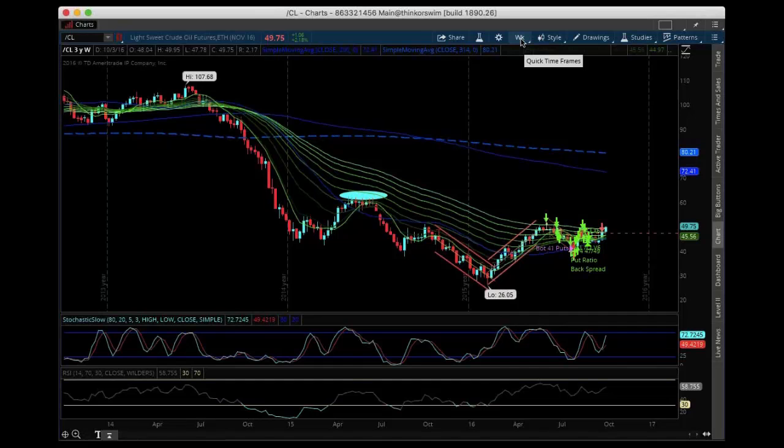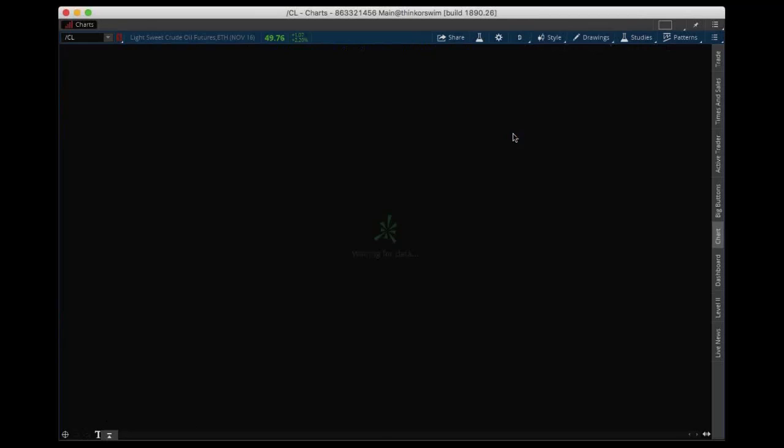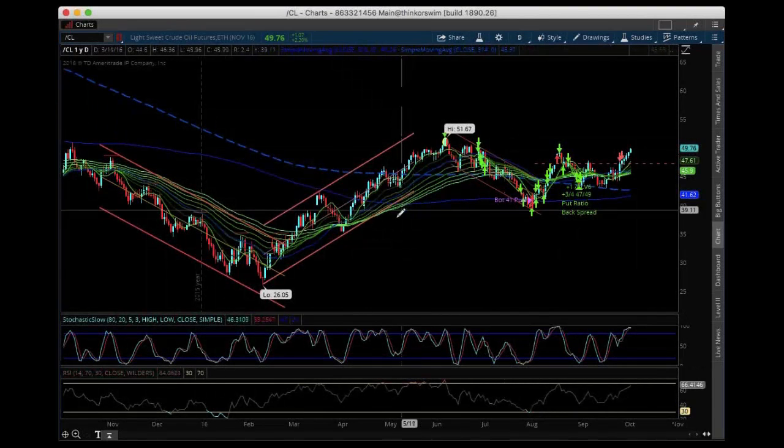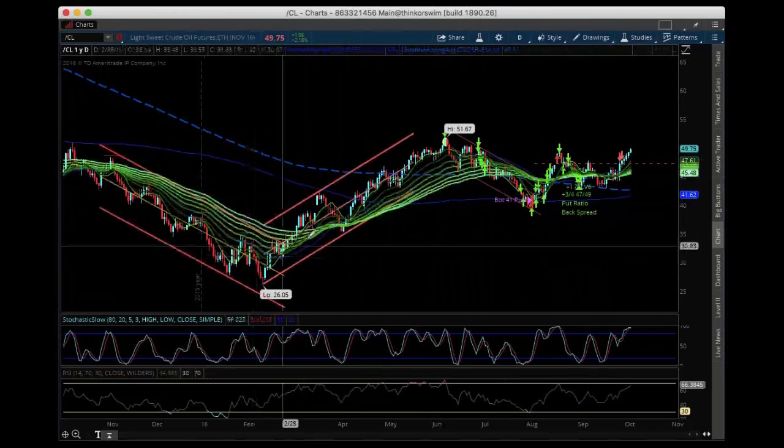And I put on a put ratio back spread today after the oil inventories number. Weekly chart. Oh, excuse me. This is the daily chart.